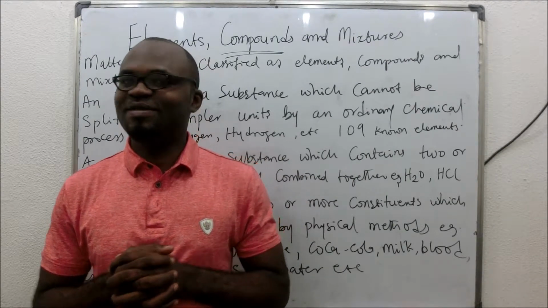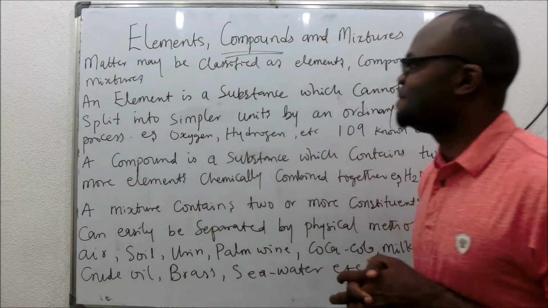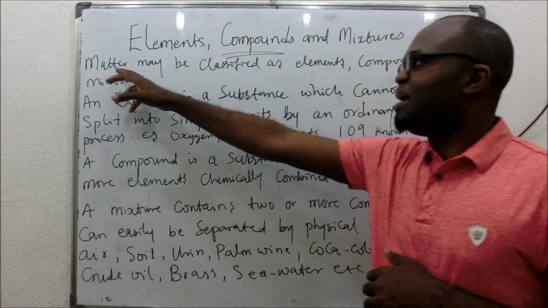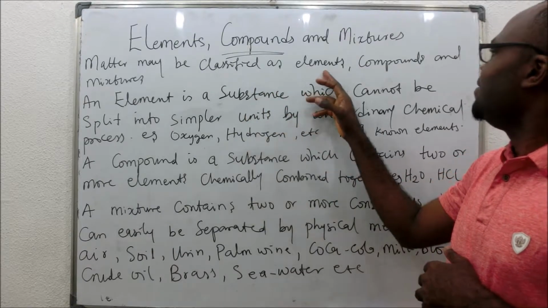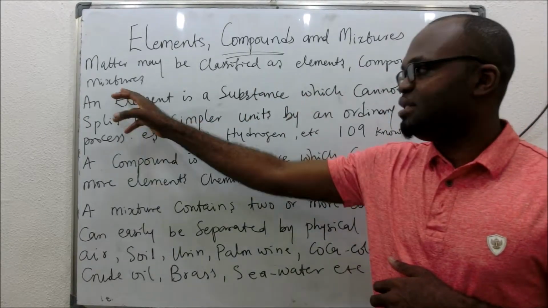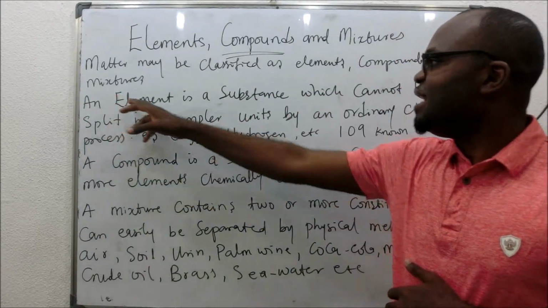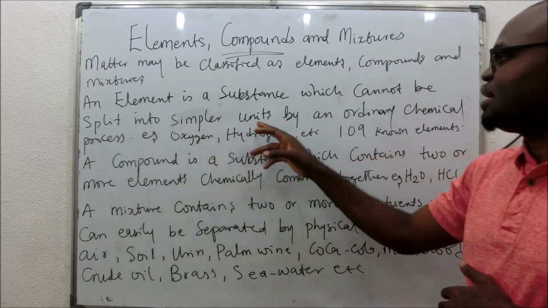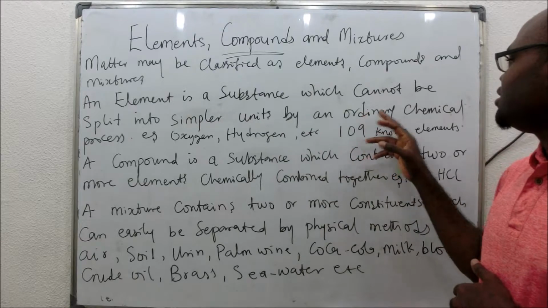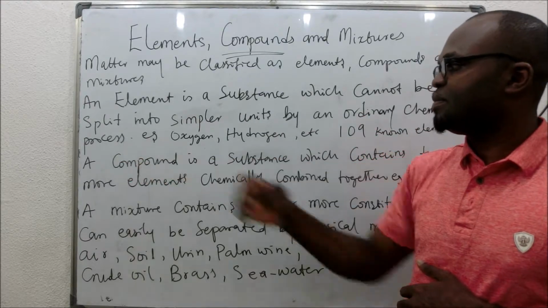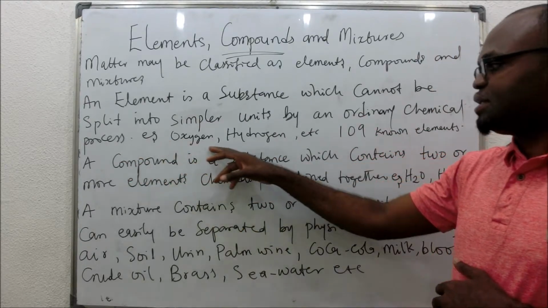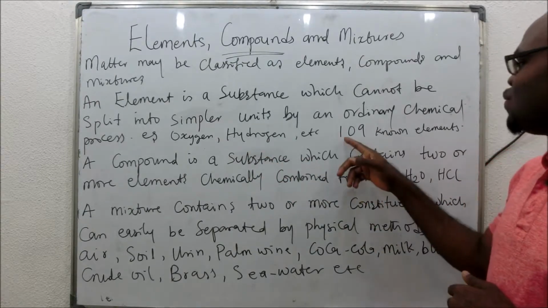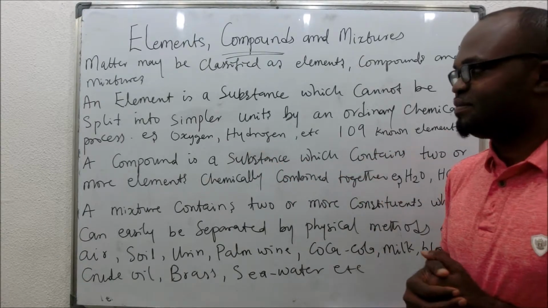As a way of taking notes, we are going to be looking at these elements, compounds, and mixtures. Matter may be classified as elements, compounds, and mixtures. An element is a substance which cannot be split into simpler units by an ordinary chemical process. Examples are oxygen, hydrogen, etc. And there are about 109 known elements.